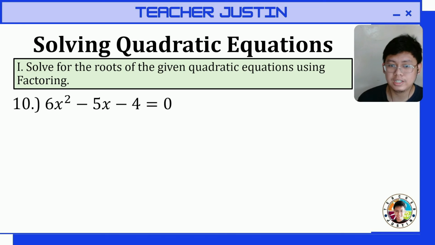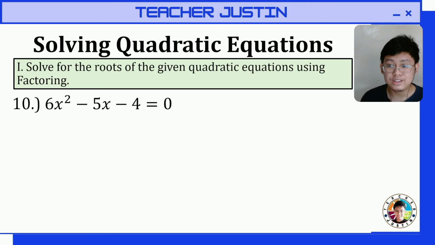Alright. Let's solve the roots of this quadratic equation using factoring. So, yung given na quadratic equation sa atin is 6x squared minus 5x minus 4 is equal to 0. So, in using factoring in solving quadratic equation, we need to place all variable terms and all the constant terms in one side of the equation. Dapat yung matitira sa right side is 0. So since yung equation natin is all the variable and constant terms is nasa left side na, ang next step natin is kailangan natin siyang i-factor.